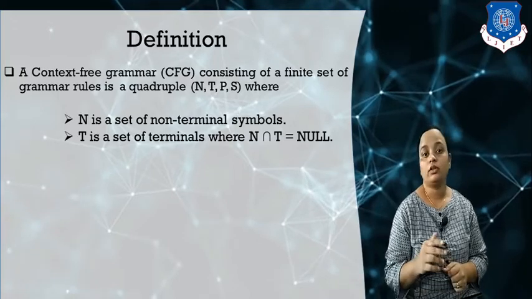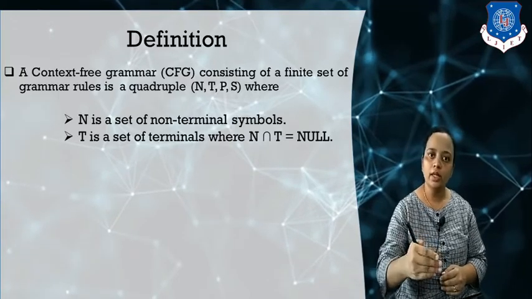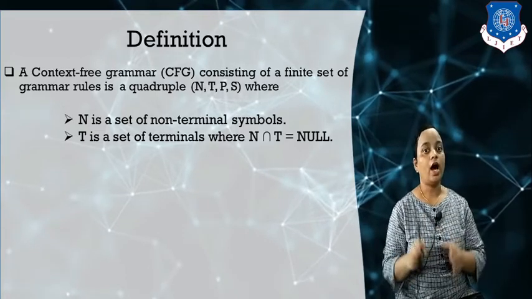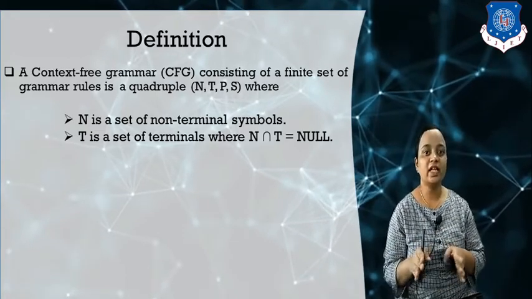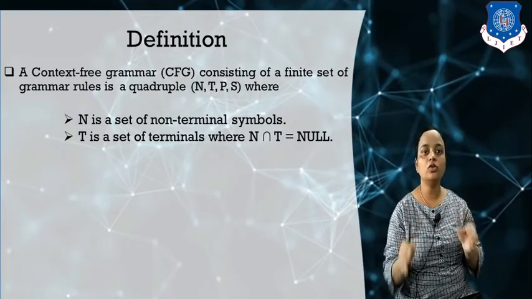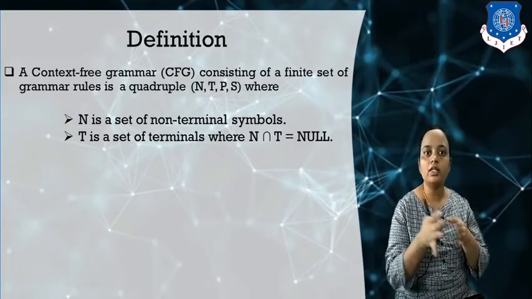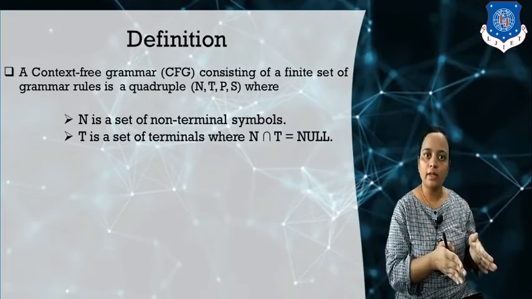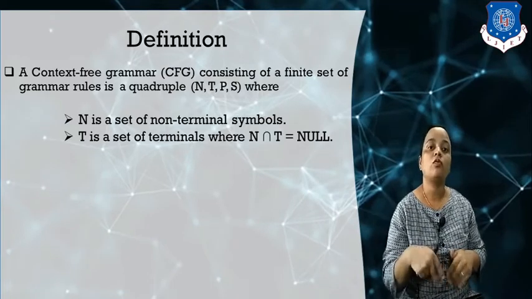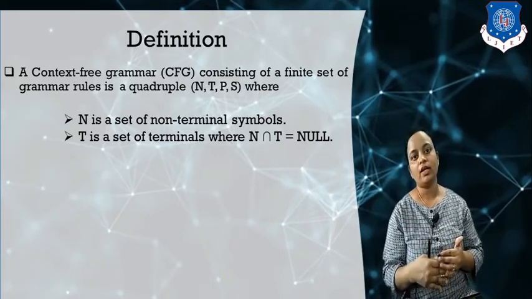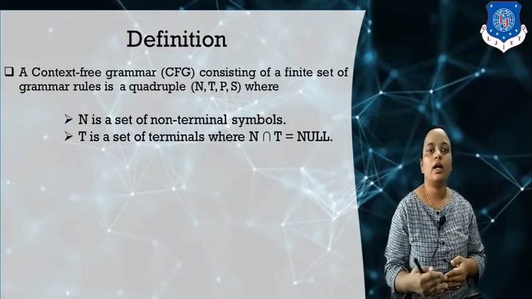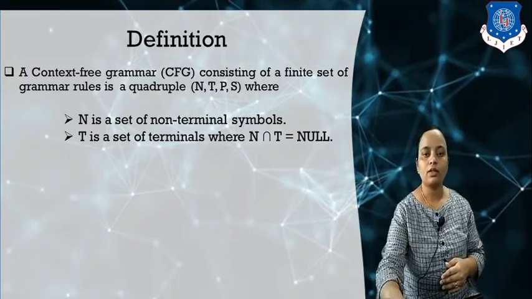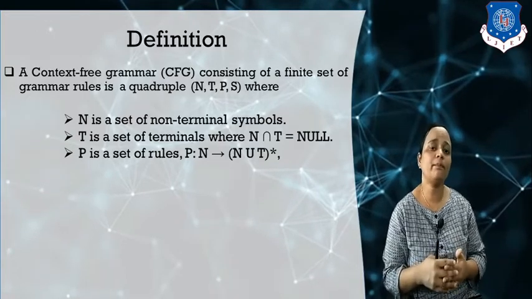Now the intersection between the non-terminals and terminals is empty. It means that there is no common symbol used in both the non-terminals and the terminals. The symbols are separate. We will understand these non-terminals and terminals by using an example in the next slide.